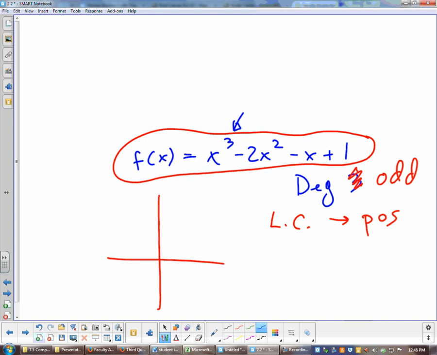No, for right now, all we're interested in is, does it start low and end low? Does it start high and end high? In other words, does this graph look something like this? Or does it look something like this? What does it look like?